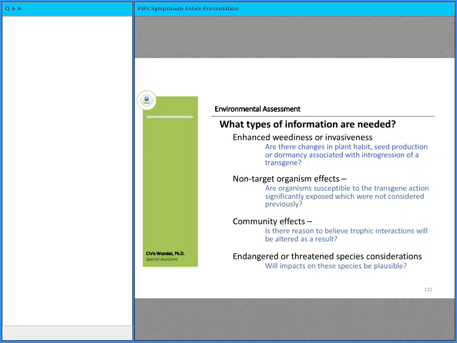Non-target organism effects, again, knowing the intended action of the transgene, as well as the potential for increased exposure by sexually compatible wild relatives in the U.S. Territories and possessions. And of course, community effects: are there other more complex multitrophic interactions that are likely to result from, say, an increase in a wild relative because it's now expressing a selective transgene that gives it an advantage? And as always, the endangered species issues are key as well.